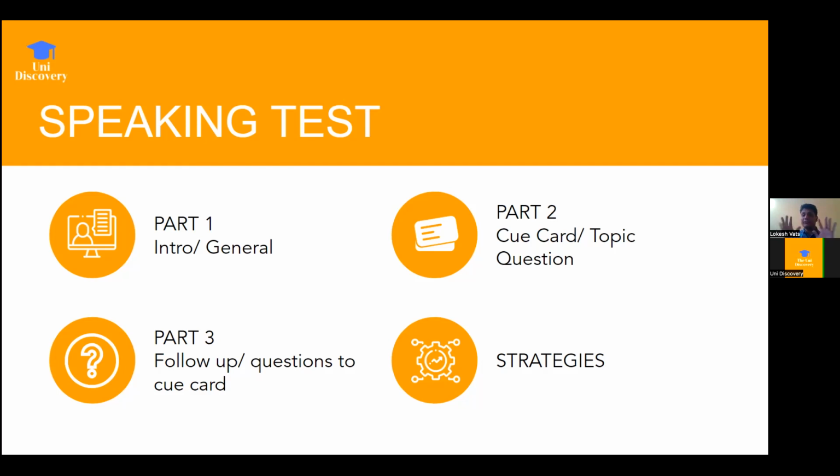Now let me clear some points here. In the cue card, you get 1 minute. Try to use that 1 minute to make notes properly using your pencil on the paper. Because most of the students who are stuck at 6, 6.5 or even 5.5, they are not used to making better notes. Why? Because they have not practiced in the same manner.